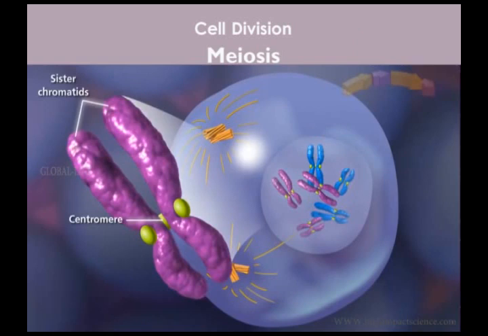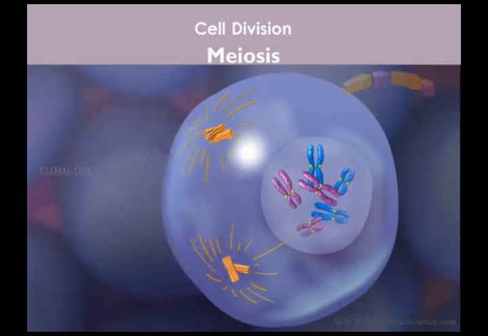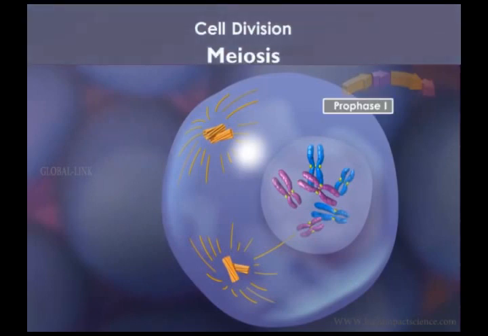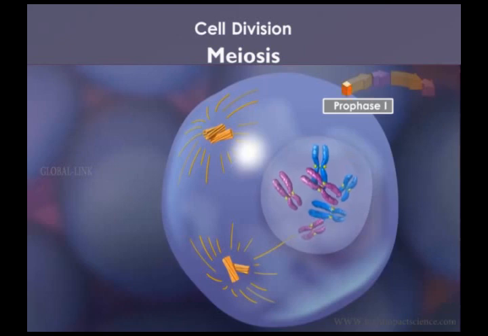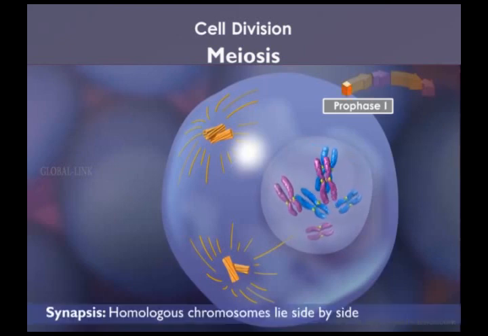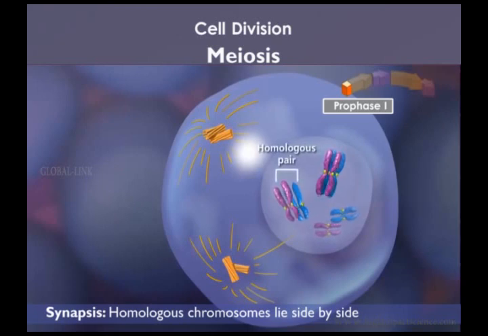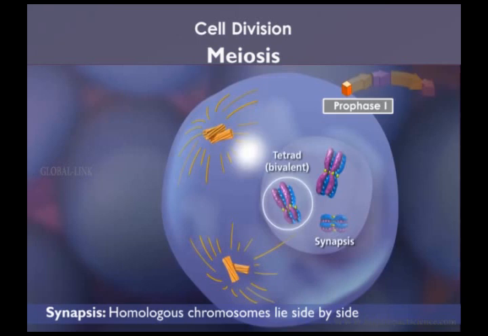Up to this point, the cell looks similar to mitosis, but two events occur in meiosis that do not occur in mitosis. The first event occurs during prophase I, when homologous pairs of chromosomes lie side by side in a process called synapsis, forming a tetrad or bivalent. Remember, homologous pairs share similar but not necessarily identical genes.